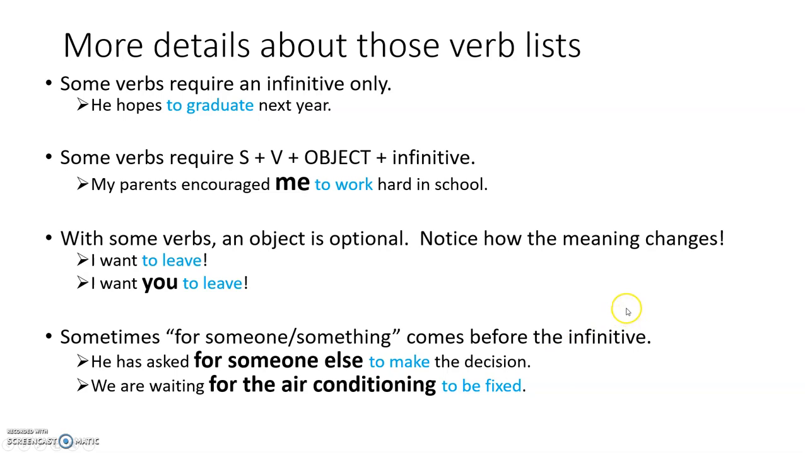So there are several lists, and some of the lists have different things marked with asterisks because there are a few more details to pay attention to on those lists. Some verbs require an infinitive only. Some verbs require also an object that would come before the infinitive. So my parents encouraged me to work hard in school. This sentence would not make sense if you take out me. It could make sense with a different person. My parents encouraged him or her or somebody else, but an object has to be in that place before the infinitive. With some verbs, an object is optional, and sometimes the meaning changes.